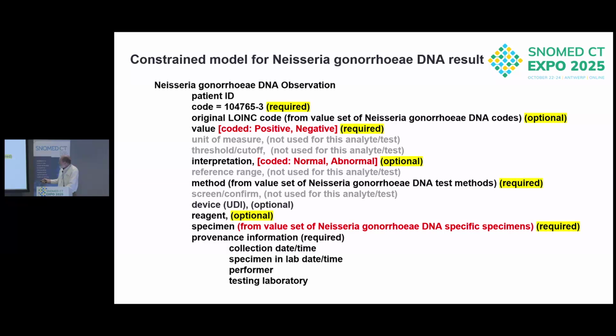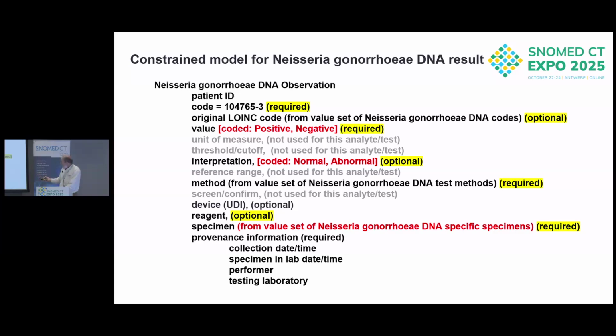Reagents are optional. The specimen is required because if DNA is found in any specimen, the patient is infected. At the same time, it's very different to treat Neisseria gonorrhea meningitis versus Neisseria gonorrhea urethritis. So that's why that's required.